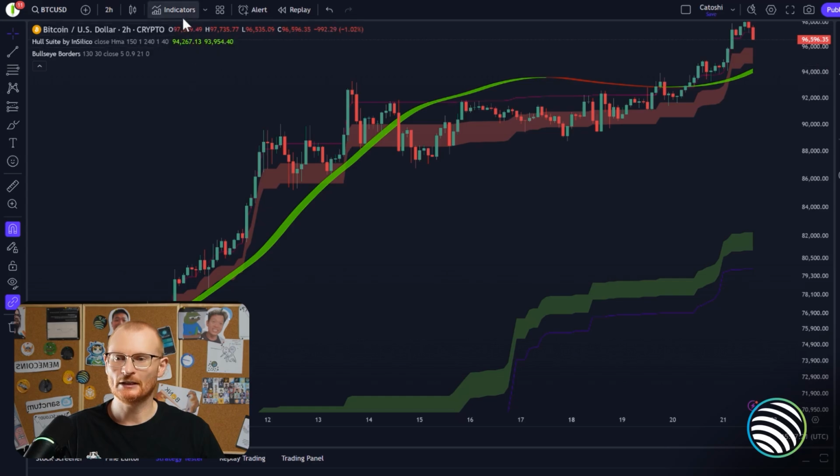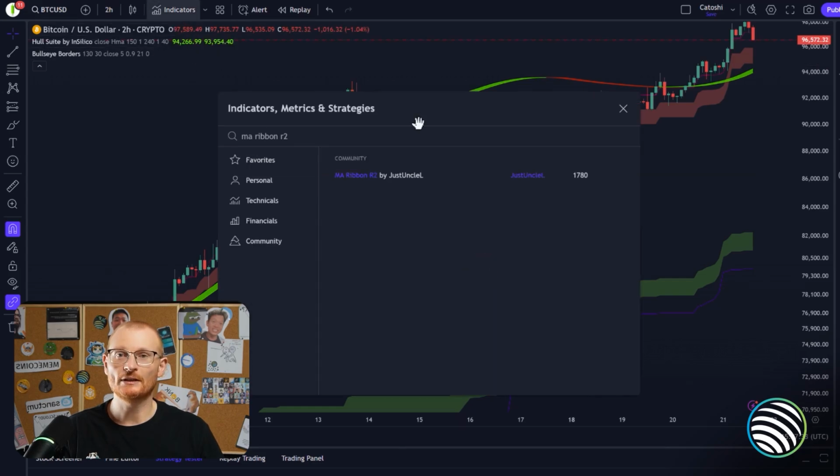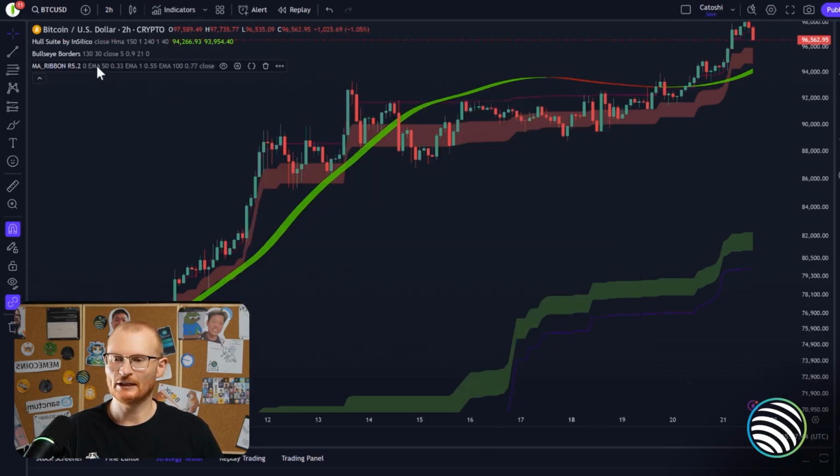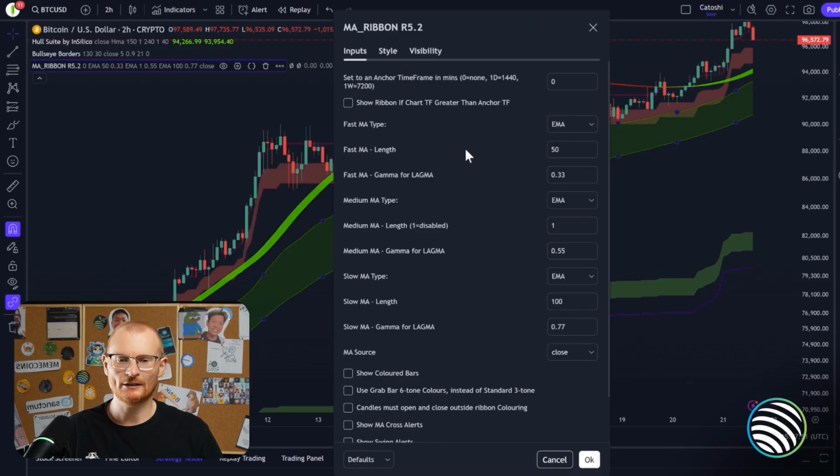Now the next indicator to finish off. If you have TradingView Pro, this next part is crucial, the MA ribbon. The shapes of these ribbons give you a good view of the general market sentiments. Here's the setup. Up into indicators, as usual, type in MA ribbon R2 by Just Uncle, favorite it, click on it, and close out. Come into the settings, go to inputs, and let's make some changes.